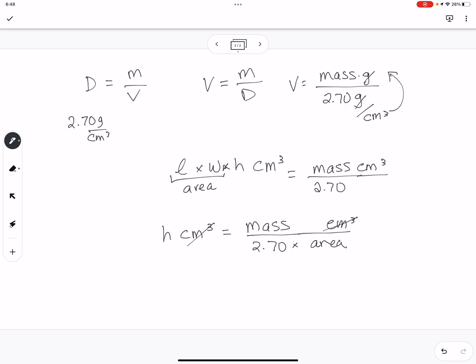So now you have h, right? H being equal to all that stuff, right? And that's how you solve for h, right? It's your mass divided by the density times the area, right? So h equals mass divided by 2.70 times area. Right, so now you've figured out your h.